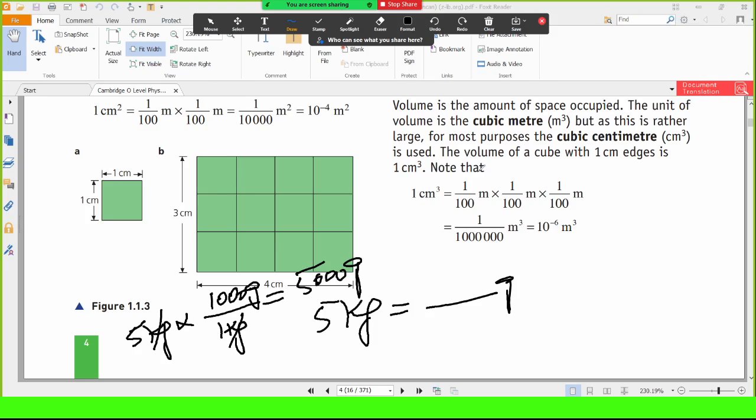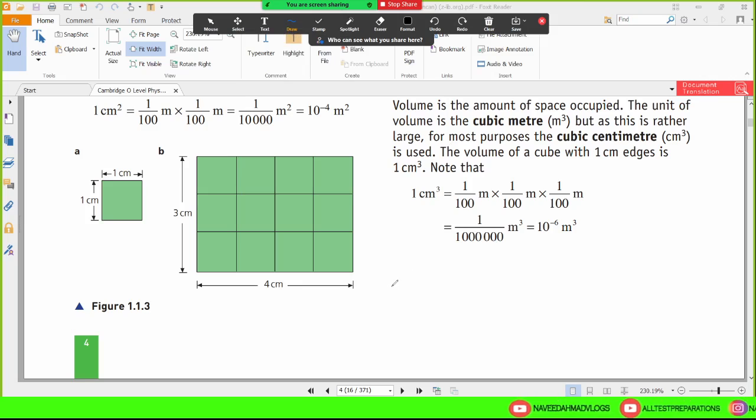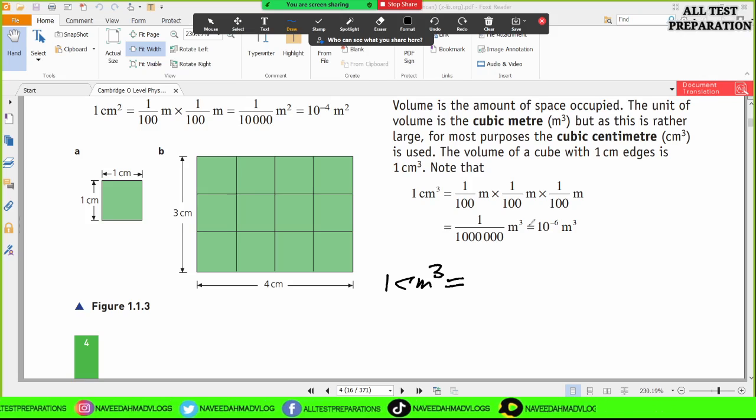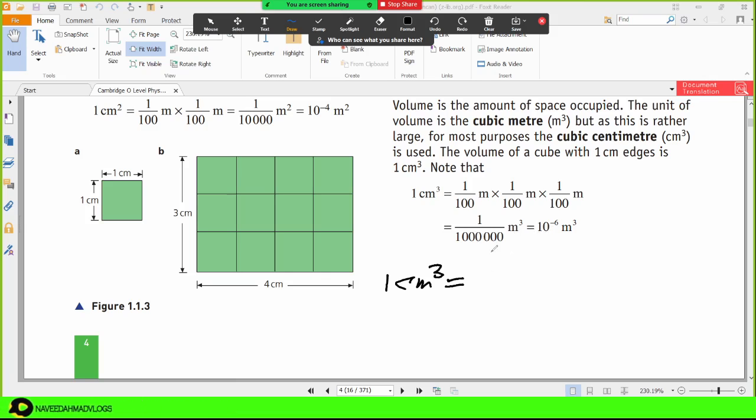But now, if you want to convert 1 centimeter cube into meter cube, then what will we do? We can write it in scientific notation, or you can write it like this: 1 centimeter cube is equal to 1 centimeter times 1 centimeter times 1 centimeter. Now you will need to convert it.